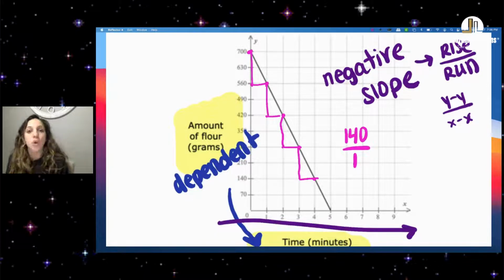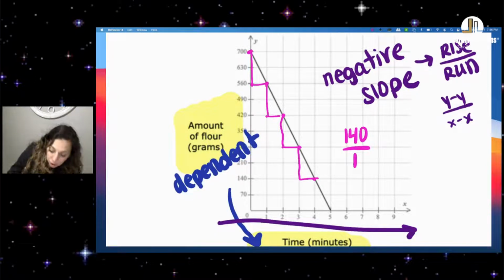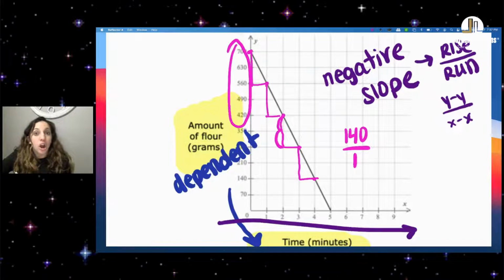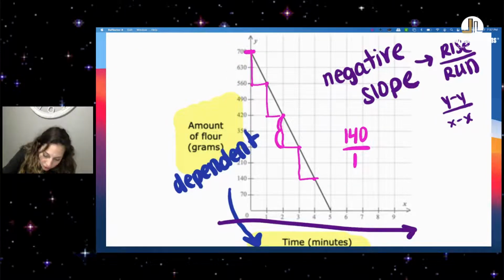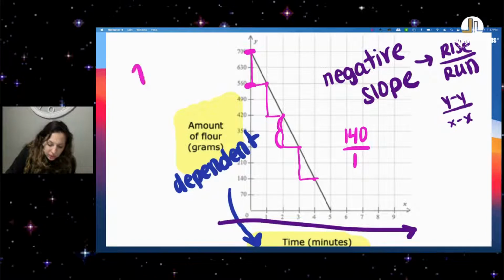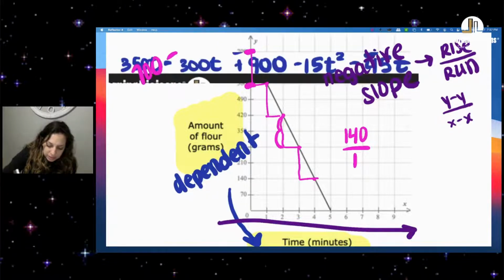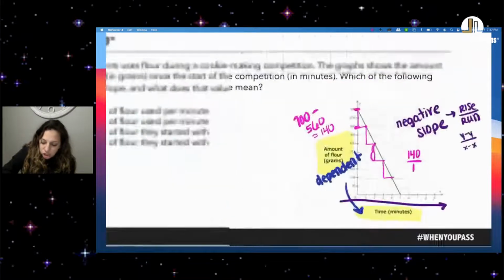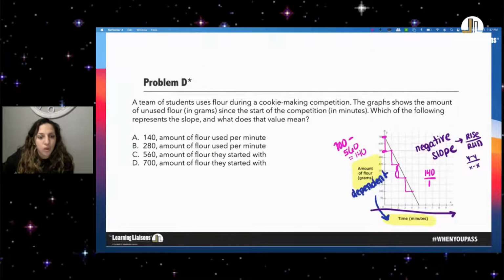Why is it not 2 over 1? Because literally, you're right. I'm hopping 2 boxes, but I have to look at my units that are on the left. So because I'm going from 700 to 560, I have to figure out what that gap is right there. So 700 minus 560 is going to be 140. So my slope is 140 over 1.